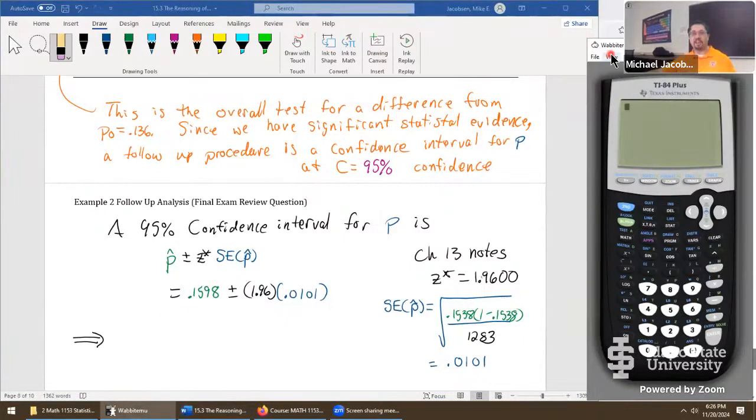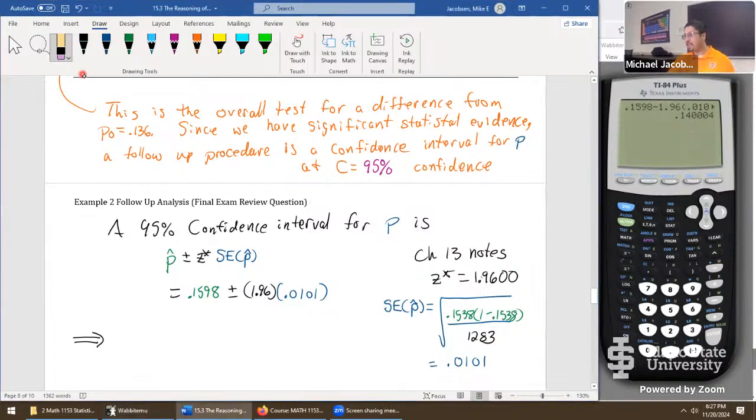Like I just want to clear all that out, start fresh. 0.1598, then minus 1.96. Put it in parentheses, and I'll use the rounded value again, 0.0101. This time, the lower value is 0.140. Hey, that means that's good. That is bigger than the 0.136. So finally, the claim we made is actually coming out true.